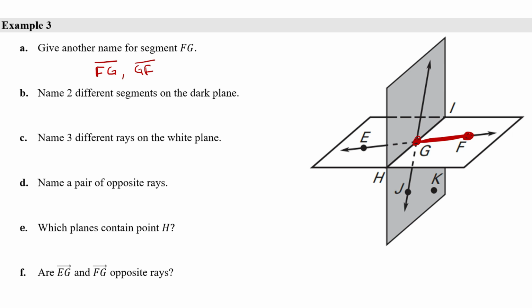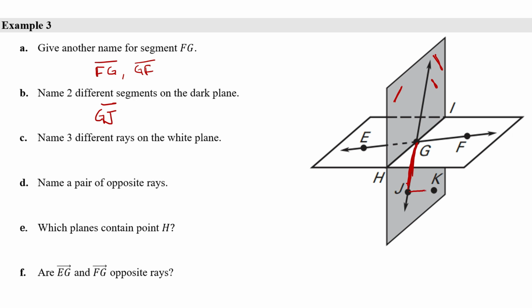For example B, it says name two different segments on the dark plane. There are segments everywhere, although we didn't draw a bunch of segments. I mean, I could draw a segment on this here and there. But the ones that you can visibly see is this one here. Only the piece from J to G or from G to J, that is one segment.